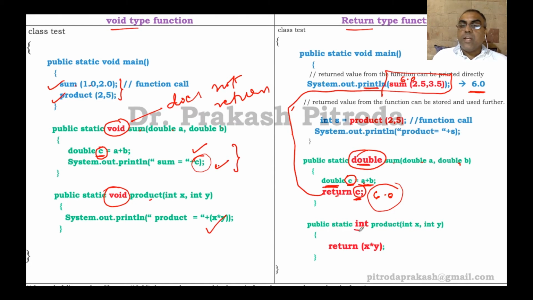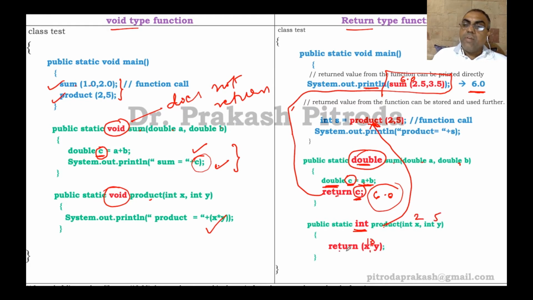Similarly here, public static int, it's not void, it's int product. So the product function is called. This particular function is called here. The values have been copied here, 2 and 5. 2 into 5, that's 10.